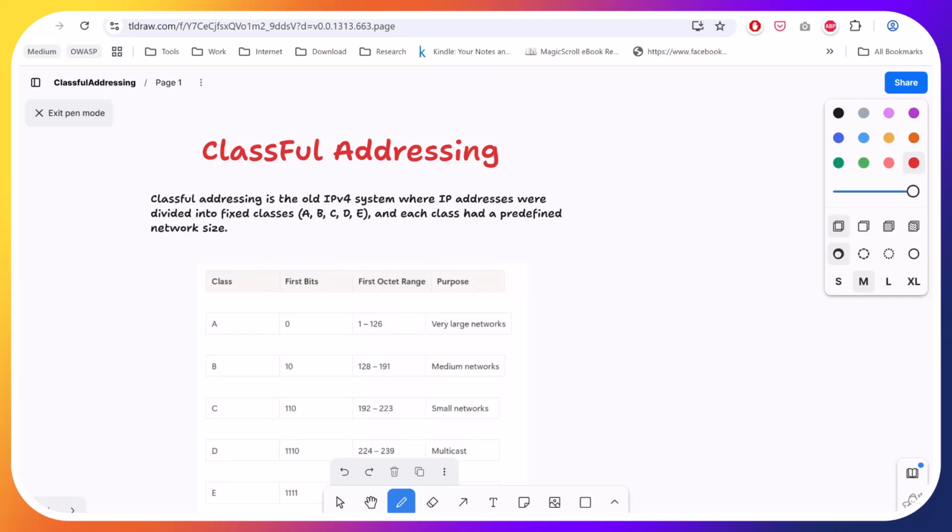Welcome to this session. In this session, we will try to understand what is classful addressing. This concept you might hear from somewhere and you might ask why I have not covered it. That's why I thought of covering this concept. So let us understand this.